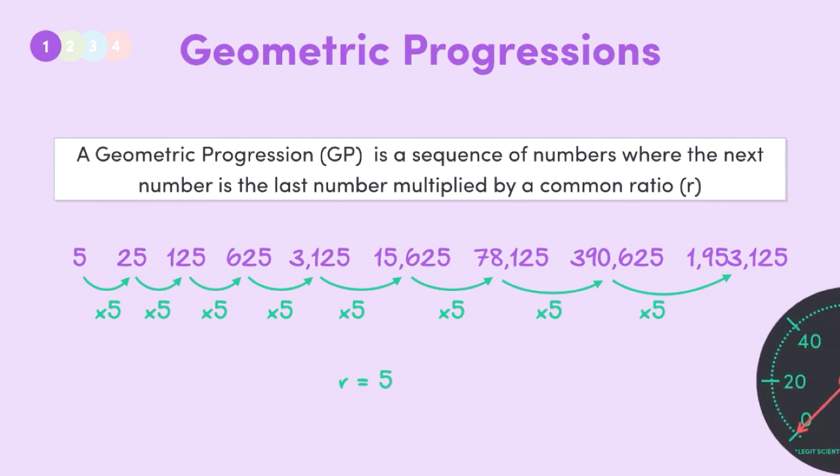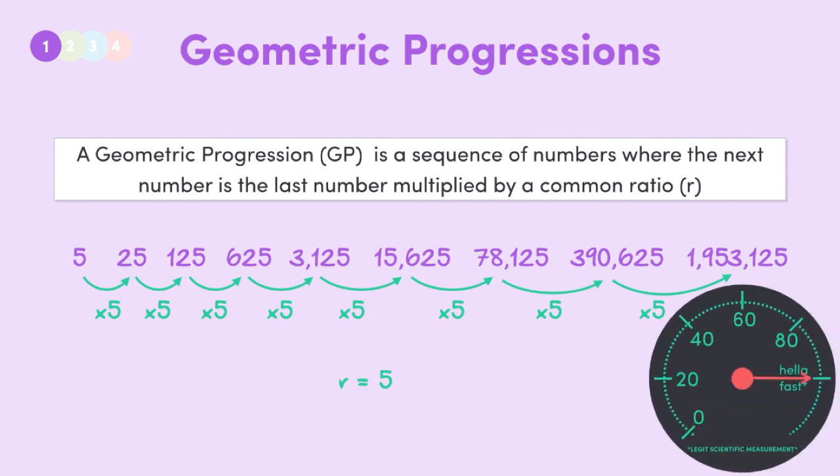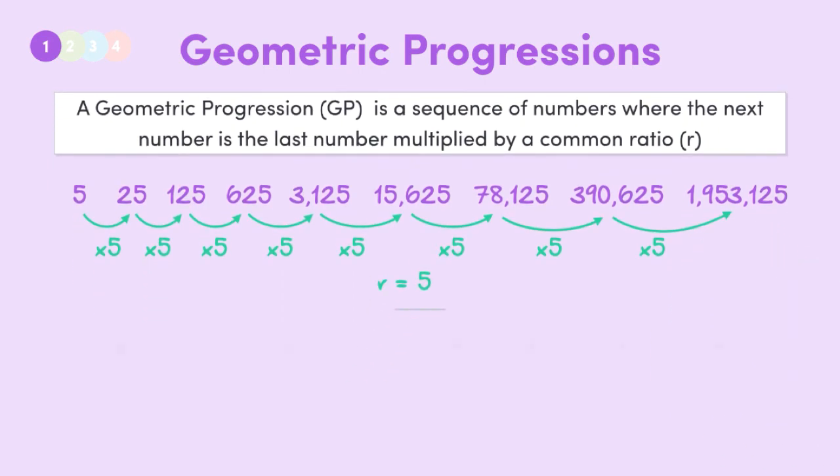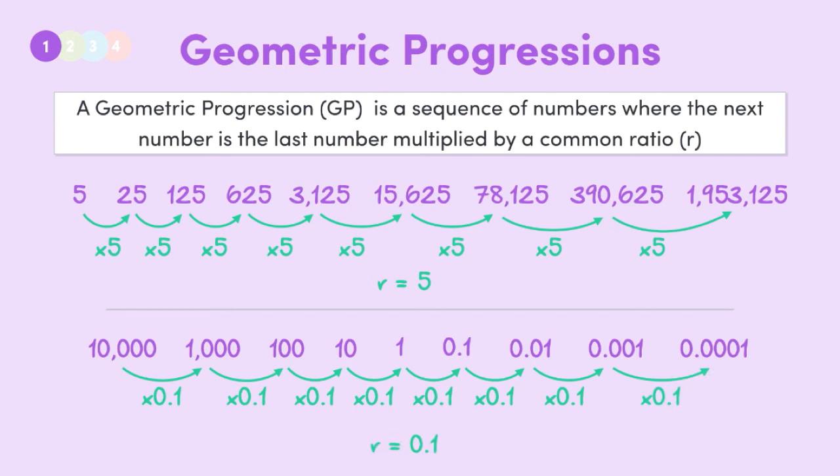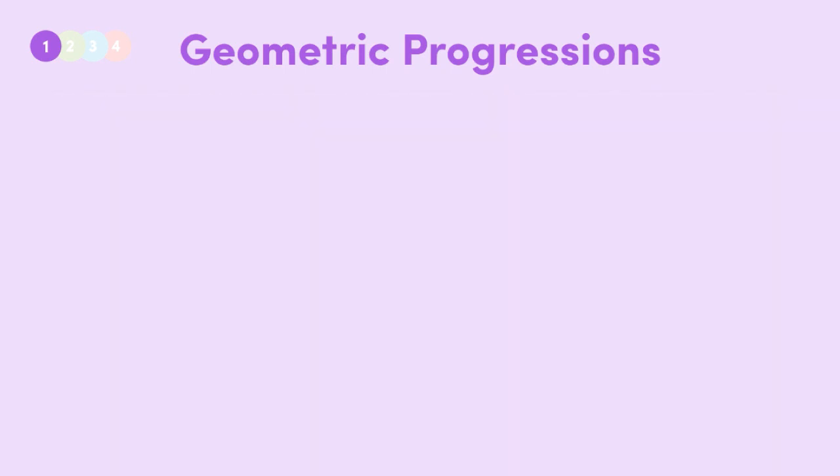As you can see, these numbers get really big, really fast. But GPs don't always have to get bigger. This sequence is also a GP, this time with a common ratio of 0.1, because each term is the last term multiplied by 0.1.